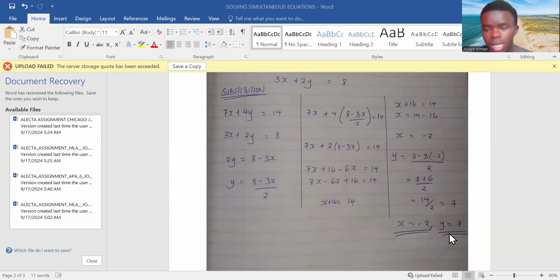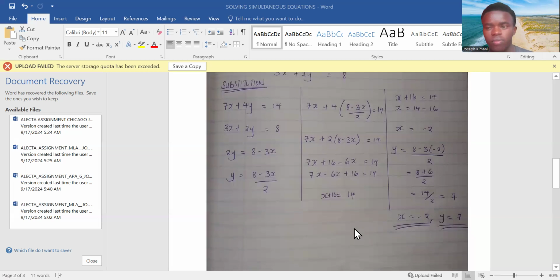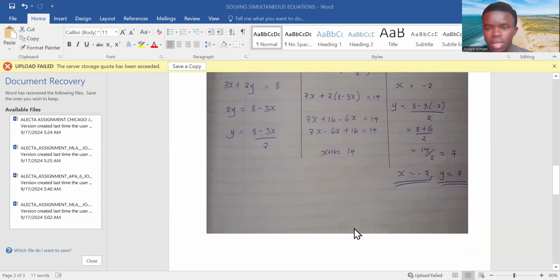So I double underline my answers. When I double underline my answers at the end, the teacher will be able to find my answers more easily for marking. Yeah? Now, if you want to confirm that your answer is correct, let's move to the next page.